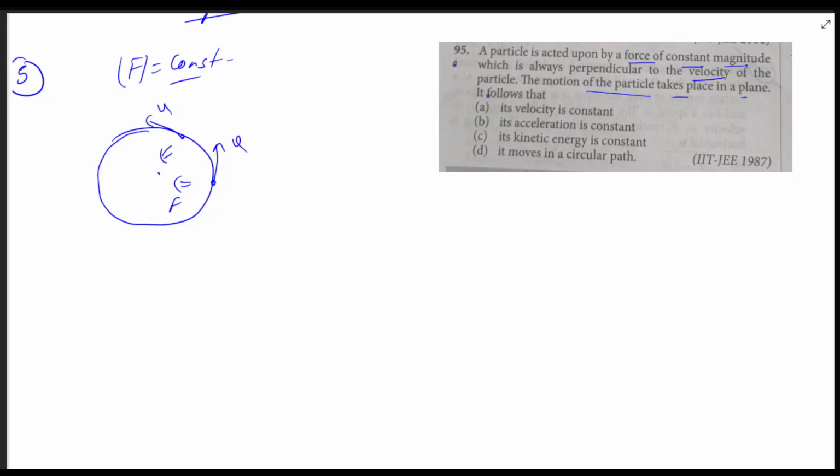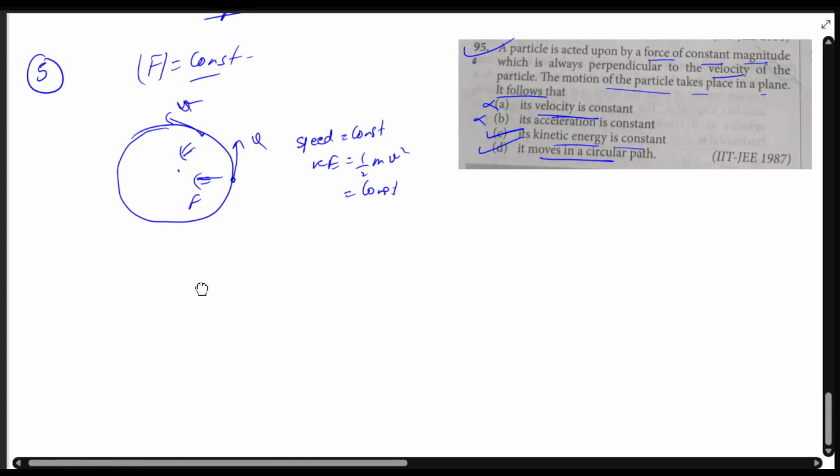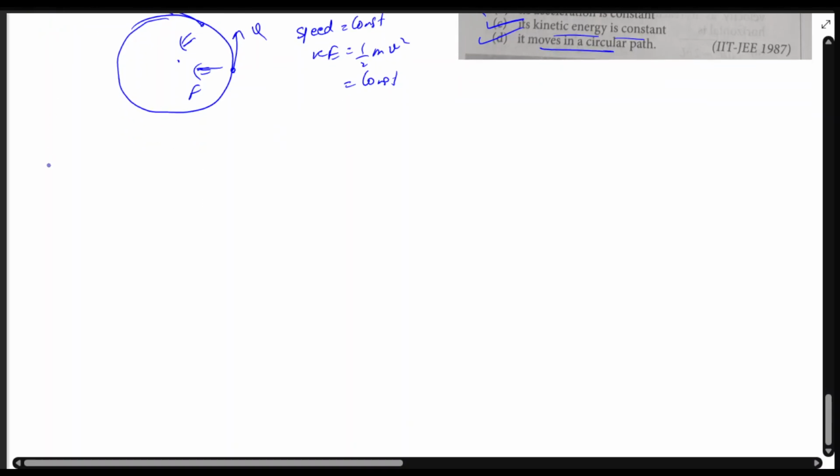The motion of the particle takes place in the plane. We know its velocity is constant. No, velocity is not constant. Direction is changing. Speed is constant. Acceleration is constant. No, because the direction of force is changing again. Kinetic energy is constant. Yes, as speed is constant. So kinetic energy is what? Half mv square. So it is also constant. So this is correct. It moves in a circular path. We knew that this question is talking about circular motion itself.